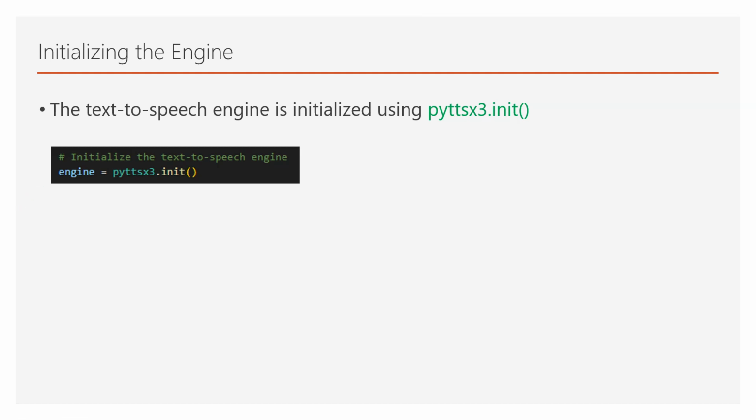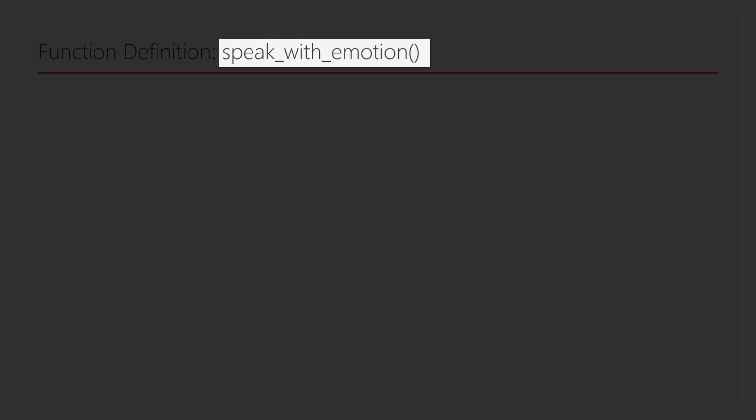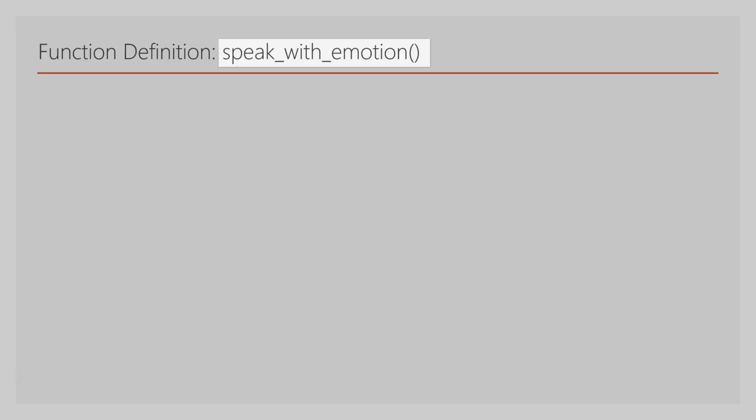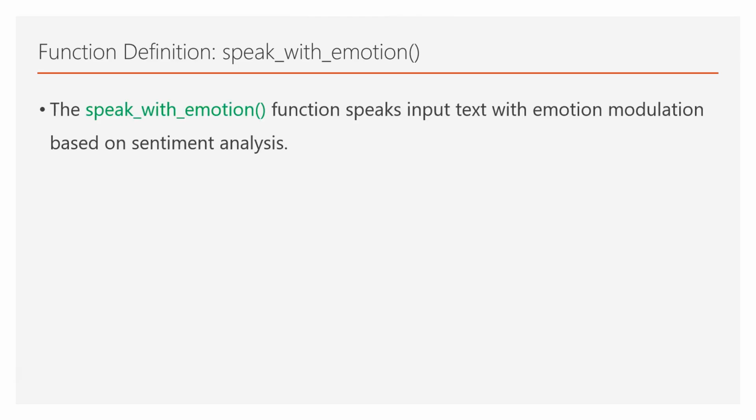The next step is to define a custom function. I named this function speak with emotion, which constitutes the heart of our application. So this function analyzes the sentiment of input text and adjusts different voice parameters accordingly to imbue the spoken words with emotion. That is, creating a more engaging and empathetic interaction.